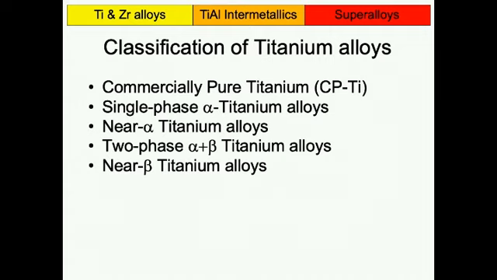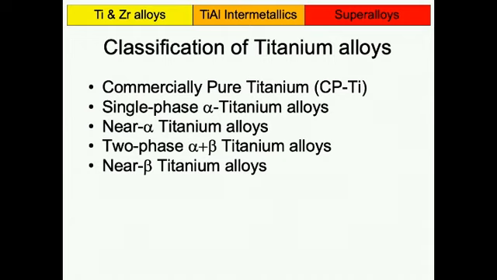Then we have what we call near alpha titanium alloys. Now, usually you would first discuss two-phase titanium. I have done it in the order of increasing beta content, as you can see here. Near alpha titanium alloys are not that common, but they are used by the aerospace or the aero engine sector, and we will discuss that later.